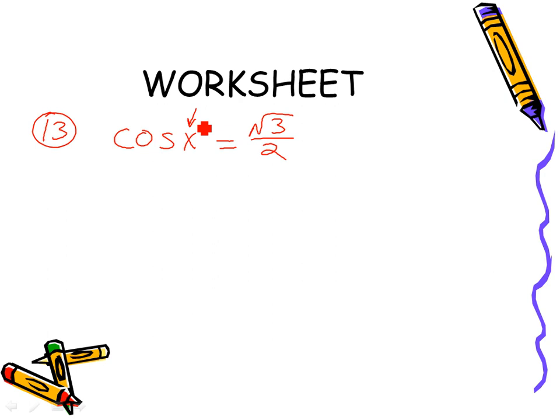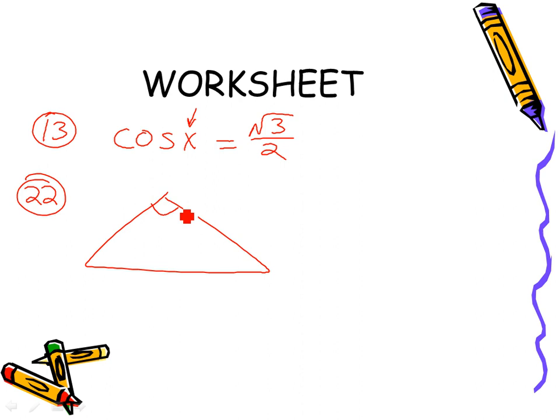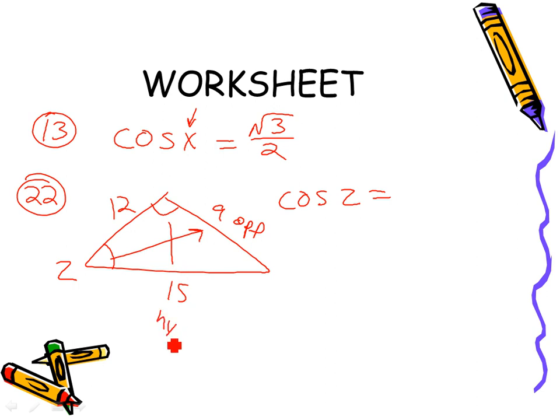Look at problem 22 real quick. I got 45 on 16. Problem 22, they give us this. Right angle there, 12, 9, 15. This is angle Z. We want to know the cosine of angle Z. And all you have to do here is label it. This is the angle we're dealing with. That's the opposite. That's the hypotenuse.